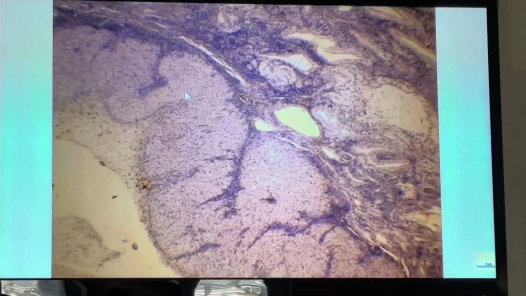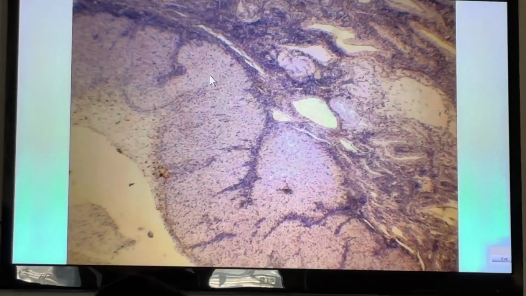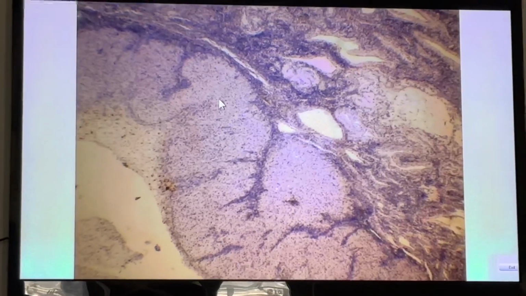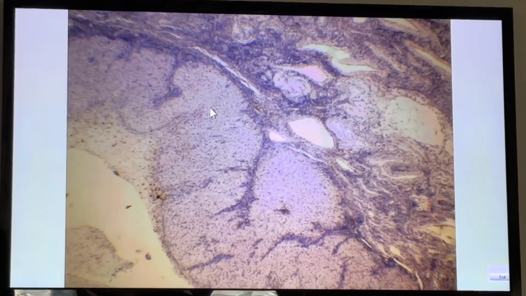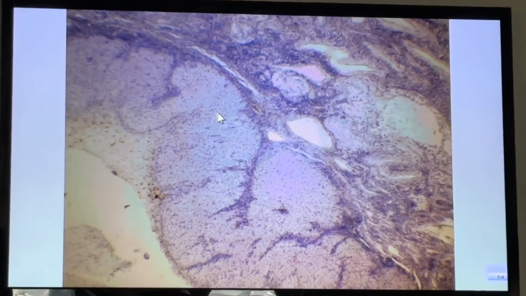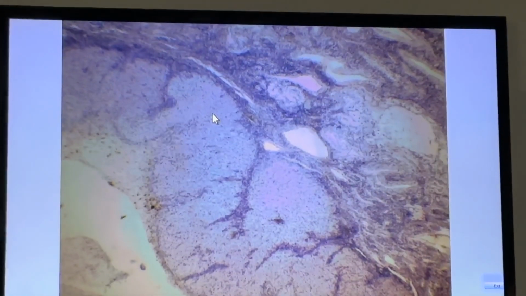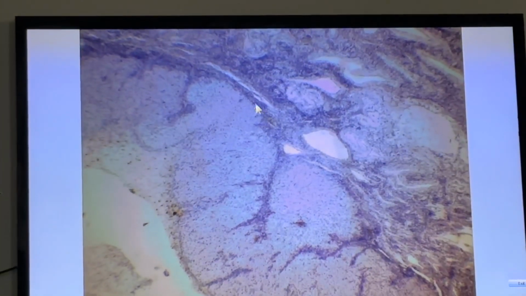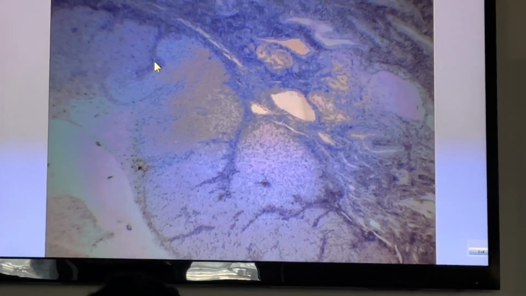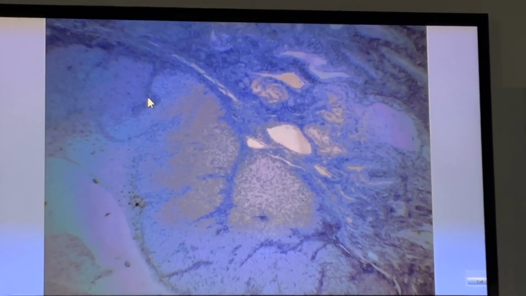This is the granulosa lutein cells. You will take the names of the corpus luteum. This is the granulosa lutein cells, characterized by hypertrophied cells. The other part is light staining, surrounded by the... Between these folds of the granulosa cells are the theca lutein cells.